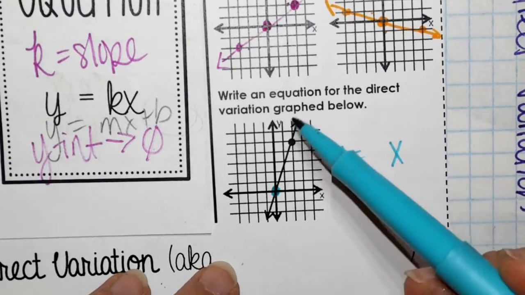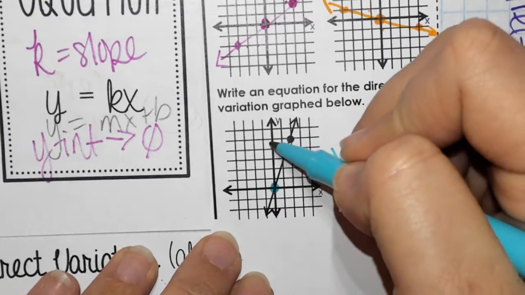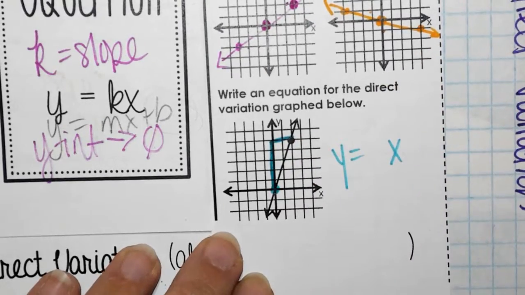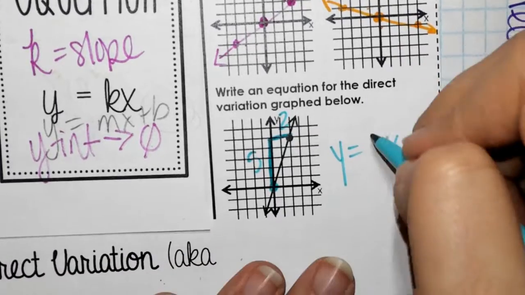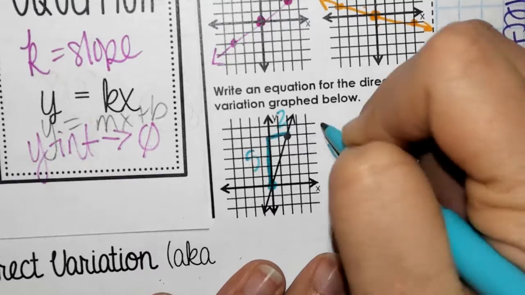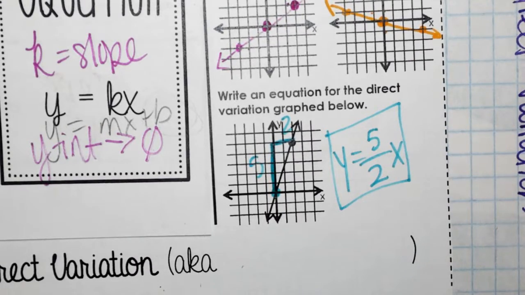Now, is this going to be a positive line or a negative line? Positive, because we're hiking. So how many do we go up and how many do we go to the right? 5/2. So, what is our fraction going to be? 5 over 2, not 5 divided by 2. Fantastic. And boom, we're done. That's direct variation.